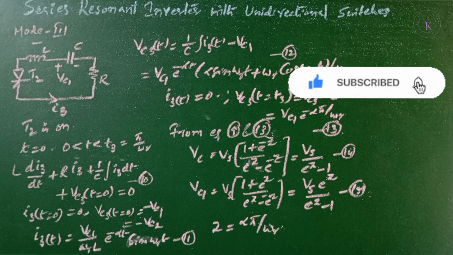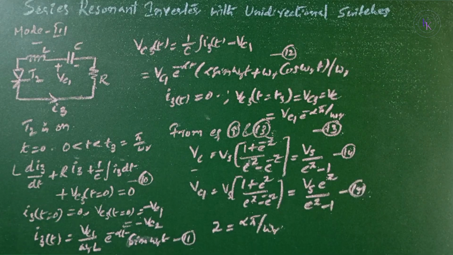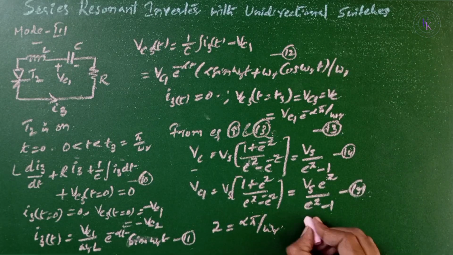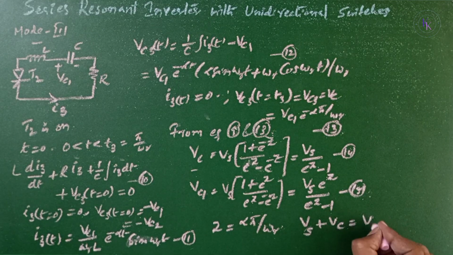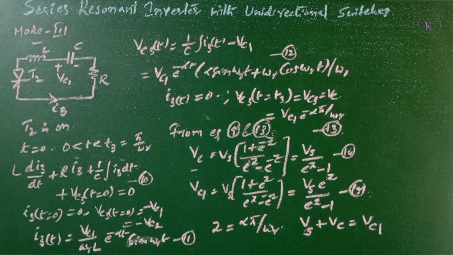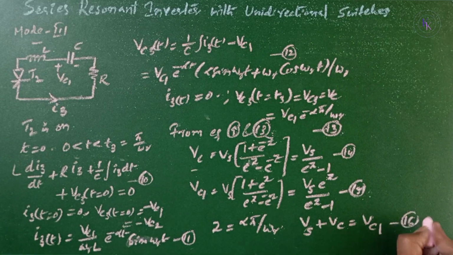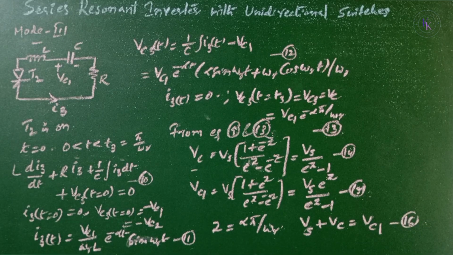Now, adding the value of Vc from equation number 14 to Vs, we get Vs plus Vc equals Vc1. Let this be equation number 16. Equation number 16 indicates that under steady state conditions, the peak value of positive current from equation number 5 and the negative current from equation number 11 through the load are the same. Or you can observe from the waveform, the peak value is the same.